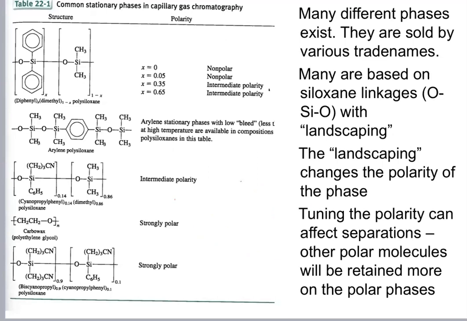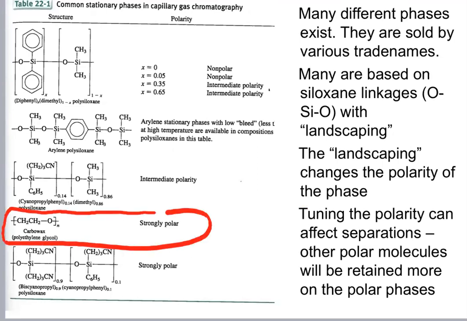Now there is one more type of phase that I want to tell you about. It's the one I'm circling right here. It's a strongly polar phase, very, very polar. It's just based on a different chemistry, so I haven't talked about this one. The others are based on the siloxane linkage, this one's not, right? This one is called Carbowax, kind of its trade name. They all, again, have these weird trade names associated with them. But what a Carbowax phase is essentially polyethylene glycol.